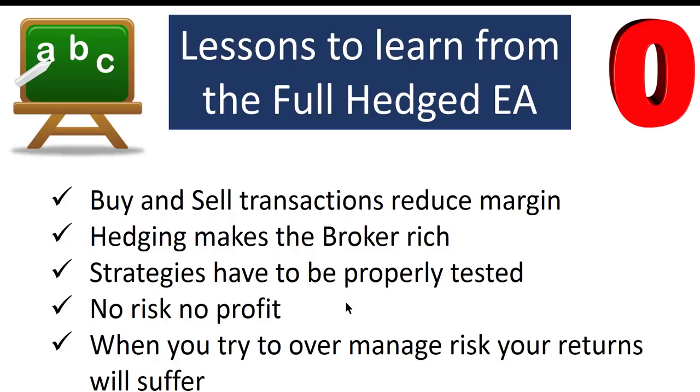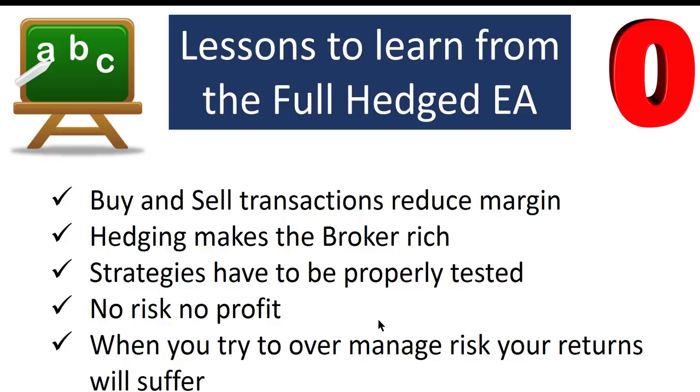Another point which is not very clear out of this is that when you try to overmanage your risk, your returns will always suffer. For instance, you have an EA, it has a 60% success rate, and you think, oh well, if I put this filter in and that filter in and reduce this thing and that, and you start playing around with that profitable EA by overmanaging it, you will kill the EA, because firstly you will kill the profitable transactions, and secondly, because you're overmanaging risk, your returns will drop significantly. And we have seen this, and this is not a theory. We have tested this over and over again. So please resist the urge to try and overmanage your returns.